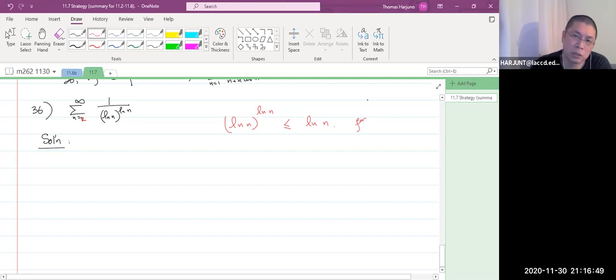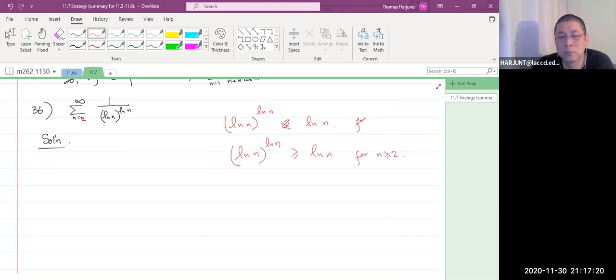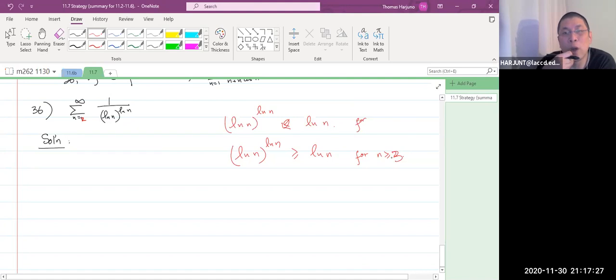Actually, that is not true though, because this may be greater. So for n greater than or equal to e, make it 3. So it's more than 1 already. For 2, ln 2 is positive but less than 1. So for 3, it will work.